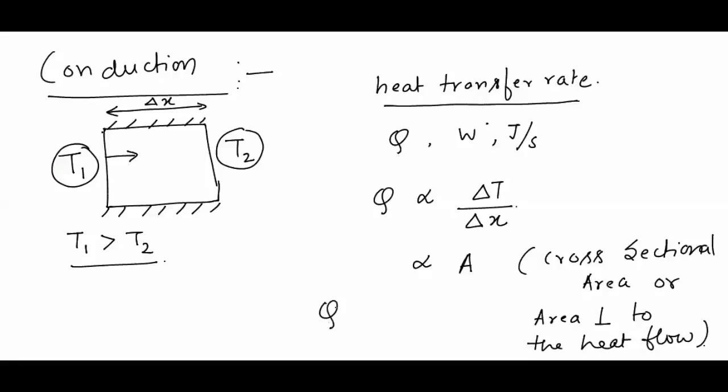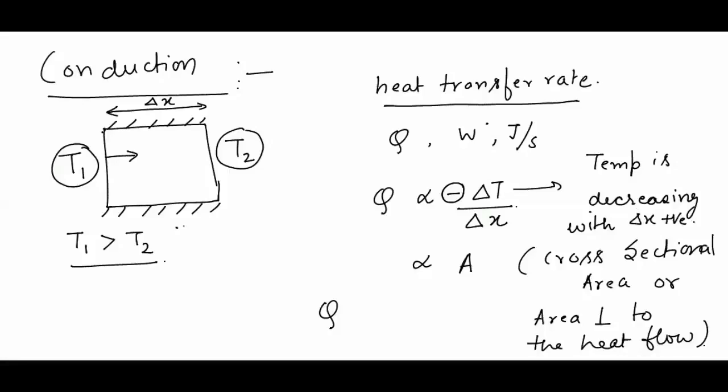Now combining these, obviously I would like to add a negative sign here as well. The negative sign is denoting that temperature is decreasing with delta X positive. So as we go to this side, the temperature is obviously falling from T1 to T2. So delta T by delta X has to be negative. So this comes out to be A delta T by del X, with a negative sign.